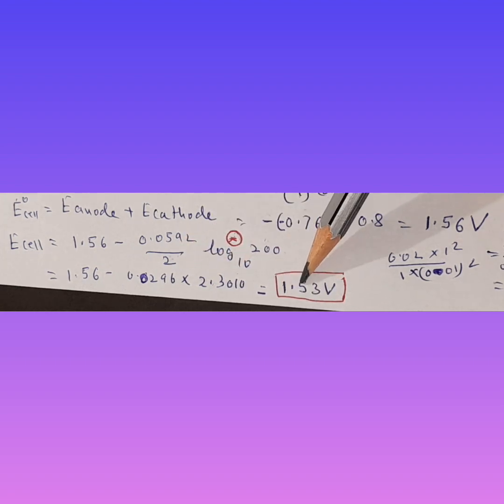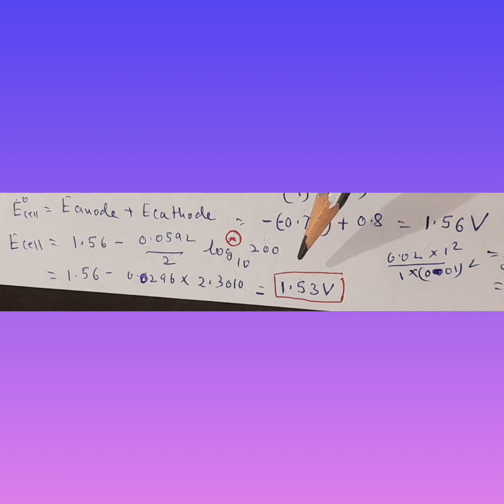So this is the voltage that this cell with zinc anode and silver cathode would produce, which is very close to the value of the cell that we use in our daily life. So that's how we calculate the E of the cell. Understand it well and apply it for your numericals.